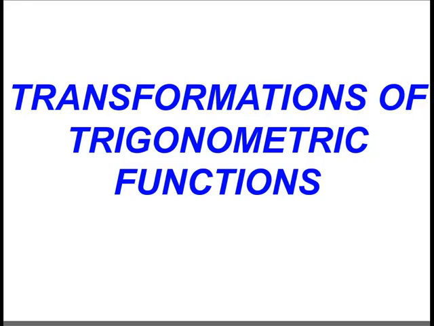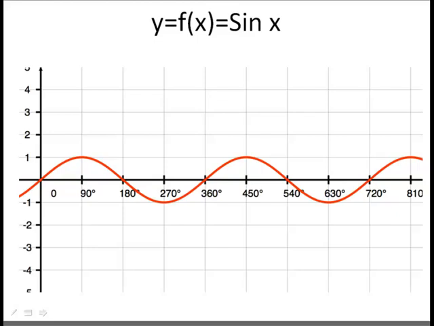We're now going to look at the transformations of some trigonometric functions. So this is the curve y is equal to f of x, which is equal to sine x. When you cover the trigonometry chapters, you will get to know this graph very well. This curve just continues on in this pattern, on and on forever in both directions. So it looks like radio waves.